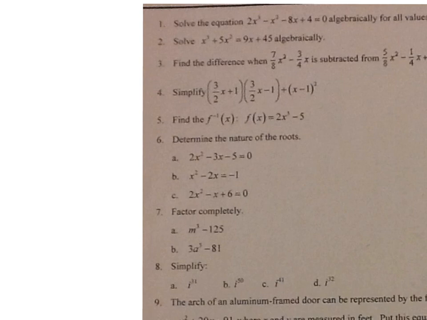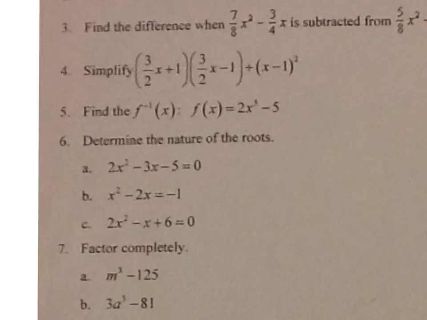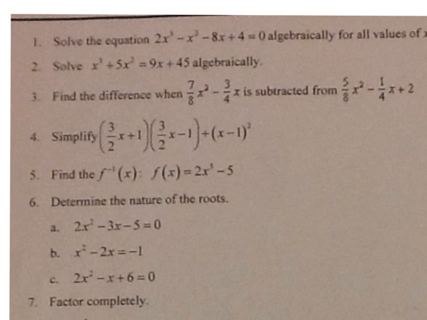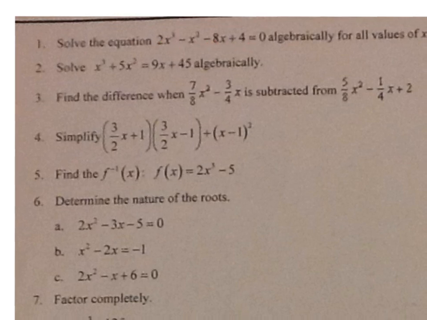Okay, so I'm going to go over the review sheet with you guys. Number 1 says to solve the equation 2x to the third minus x squared minus 8x plus 4 equals 0 algebraically for all values of x. So you have to think factoring, grouping, quadratic formula, complete the square. What you should notice right away is that there are 4 terms here, and when there are 4 terms, you want to solve this by grouping.